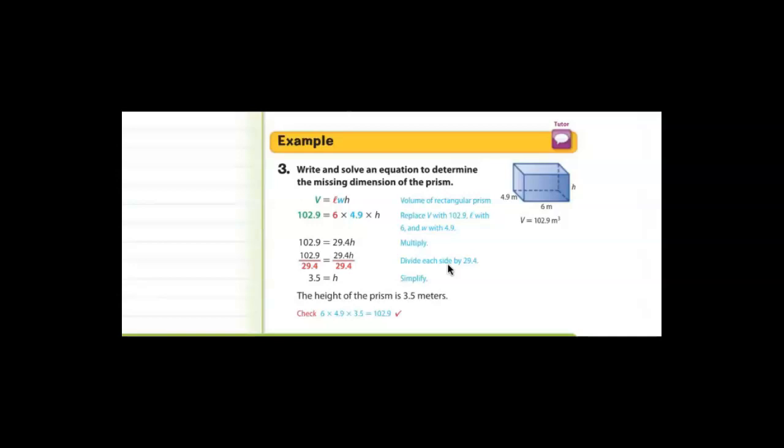So you're going to set up the problem so that the volume is equal to 6 times 4 and 9/10 times h. We multiply the 6 and 4 and 9/10 and we get 29 and 4/10 times h. We divide both sides by 29 and 4/10 and we end up with h is equivalent to 3 and 5/10. So that's very similar to the things we've been doing before. The only thing volume has that's different is it adds an extra factor to the formula.